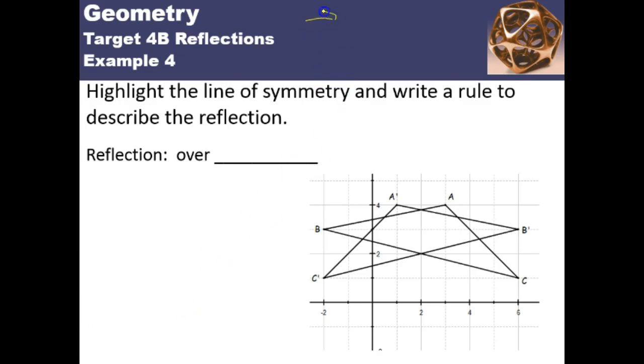So a horizontal line looks like this, and remember that's y equals blank, and a vertical line looks like that, and that's x equals blank. I think I wrote the orders in opposite in the rules, but it's the same. Okay, so anyhow, I find the midpoint between all of my pairs of points. So the midpoint between A prime and A is right here. The midpoint between B prime and B is right here. And the midpoint between C prime and C is right here.